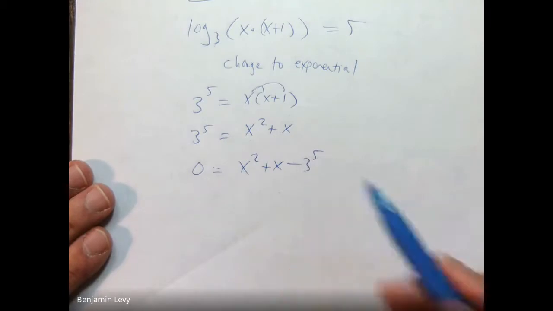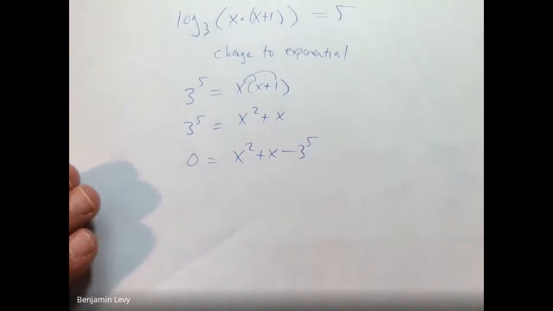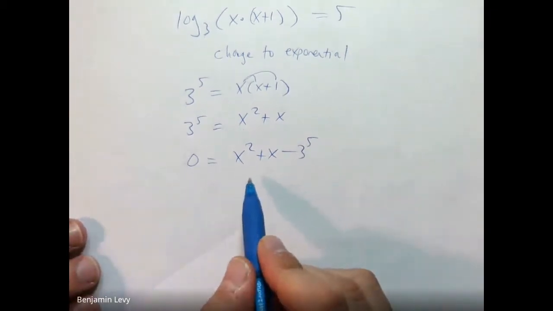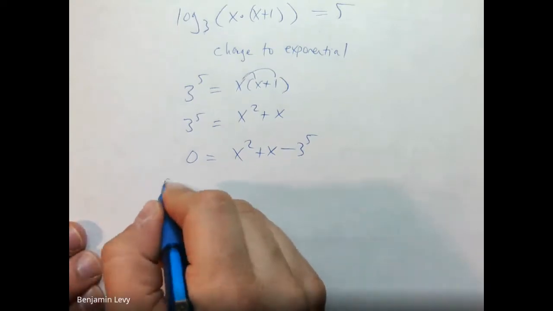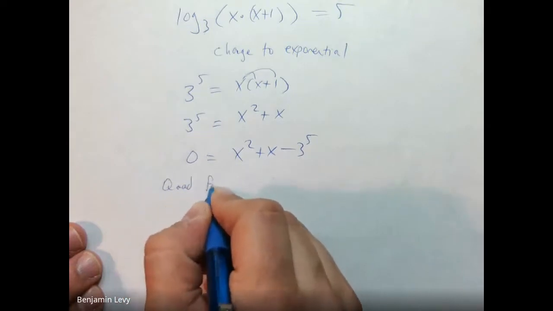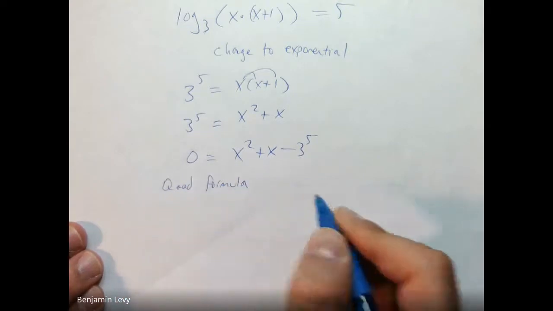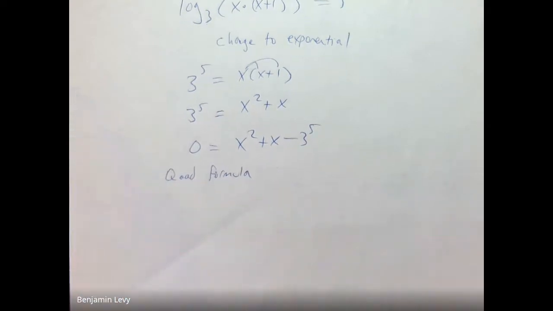If you want to figure out what 3 to the 5th is, be my guest, but it really doesn't matter. And then you sing the song, and we use the quadratic formula. Because 3 to the 5th is a big number. It's not worth thinking about factoring it.